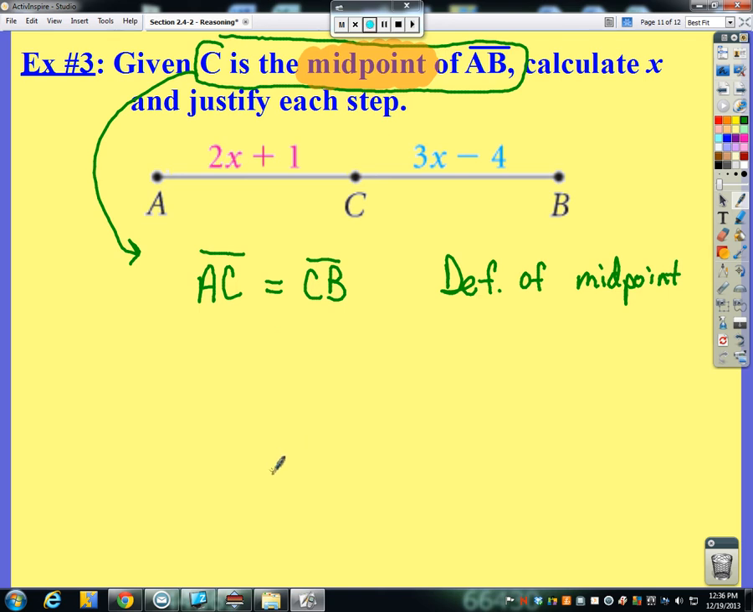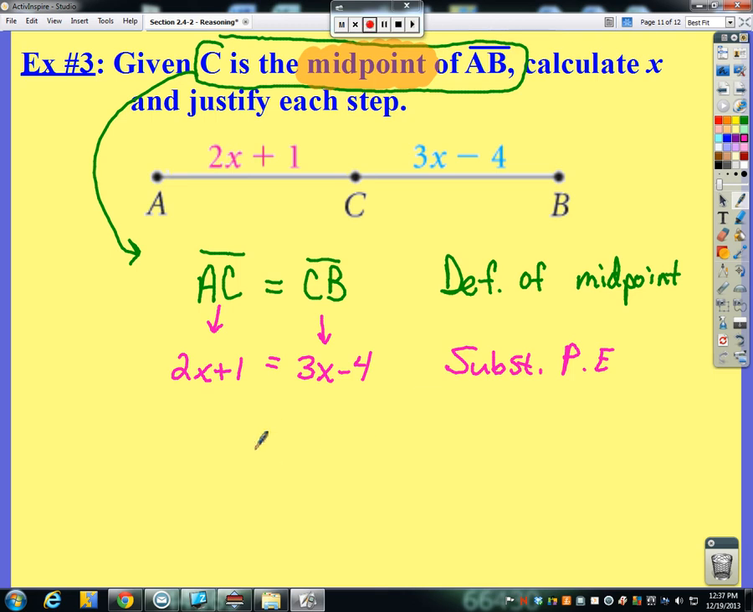So now here's where we need to make the transition between geometry and algebra. And that transition is through the substitution property. So AC, that's 2x plus 1. CB, that's our 3x minus 4. We use the substitution property of equality. All right, and now let's just do the algebra.